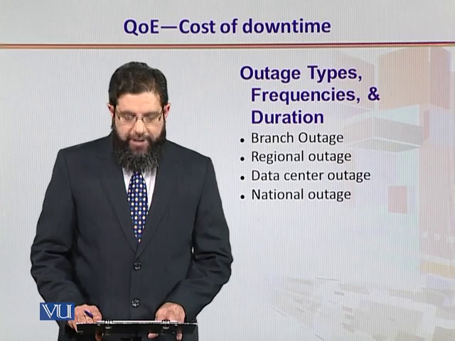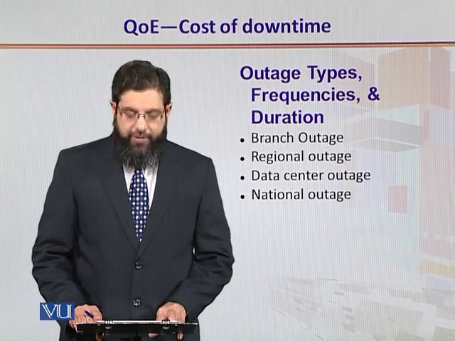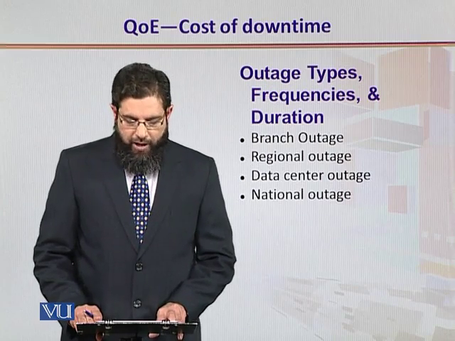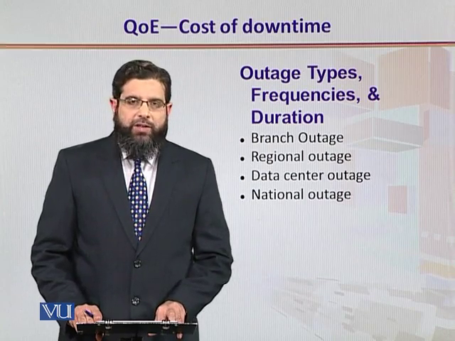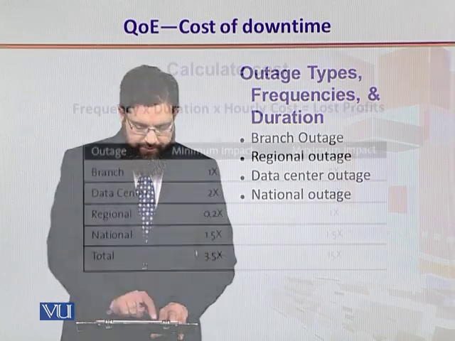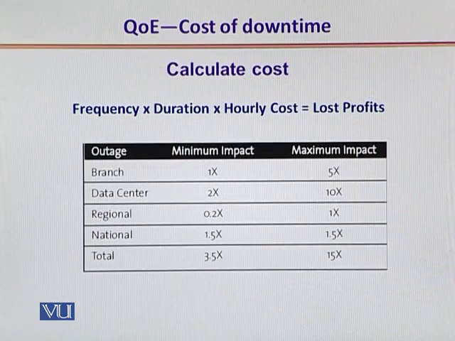For example, in terms of space and the coverage, there could be an outage at the branch level, the regional level, the data center, or the entire national grid. In order to quantify, we need to look at an interesting relationship, that is the frequency with which the organization uses an application and it fails, the duration of failure, and the cost associated with it on an hourly basis.